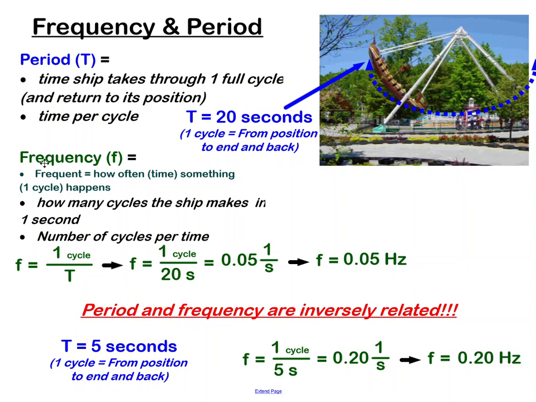So if I want to figure out what its frequency is, or how often something happens, I want to figure out how many cycles the ship makes in 1 second. Well, frequency is one cycle over the period. So frequency is 1 over period. So I could just plug in my numbers here. Frequency is 1 cycle in 20 seconds. Divide that out, and so I would get 0.05, 1 over seconds.